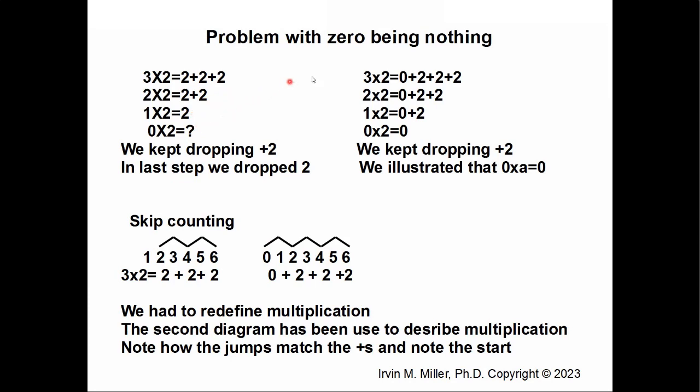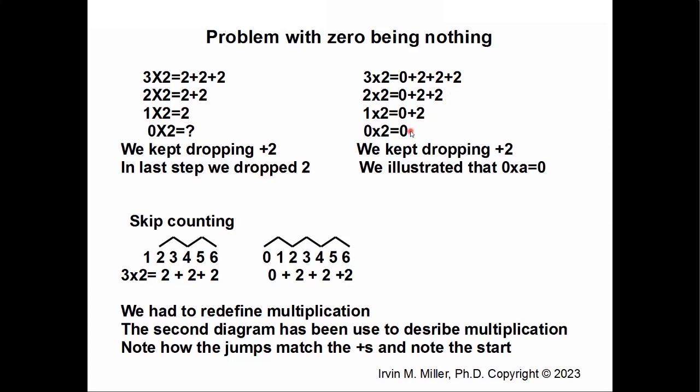But let's now redefine multiplication. By putting 0 in front of the multiplications, we would still get the same result. But as we're dropping our plus 2s, we're left with a 0.